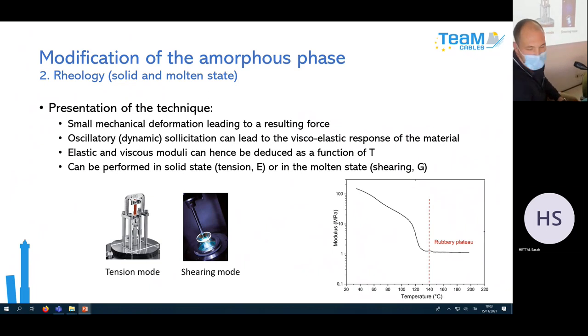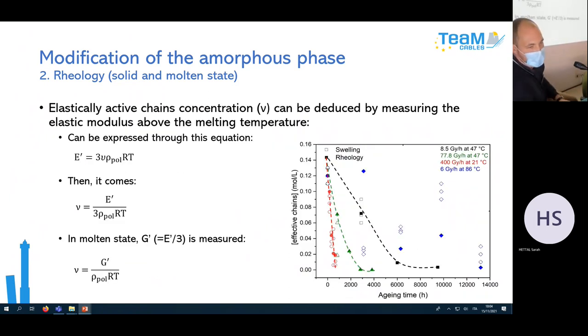And basically, what you are looking at is the rubbery plateau, which is only due to the cross-linking inside the material. And by using different kinds of geometry, either in the solid state with the tension mode or in the shearing mode with the molten state, you can calculate through this equation the nu, which is the concentration of the effective chains, by measuring E prime, which is the elastic modulus of your material.